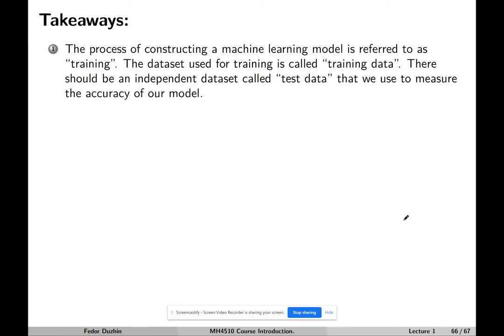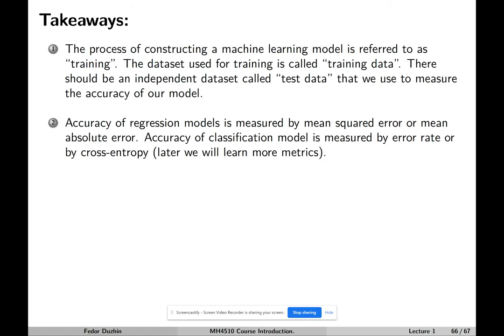Now, we have a lot of observations, and we need to split all the observed data that we have into training data and test data. Test data is an independent data set. It is set aside so that we can measure the accuracy of our model. So how do we measure the accuracy of our model?